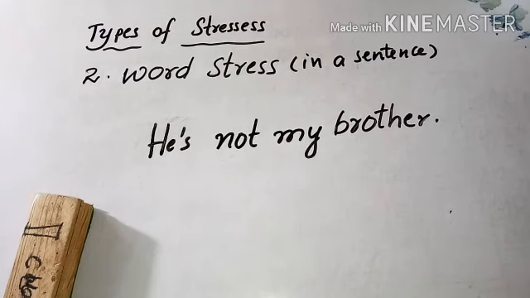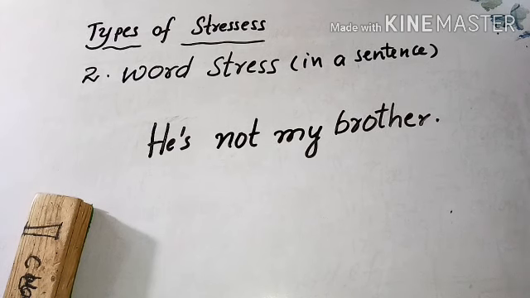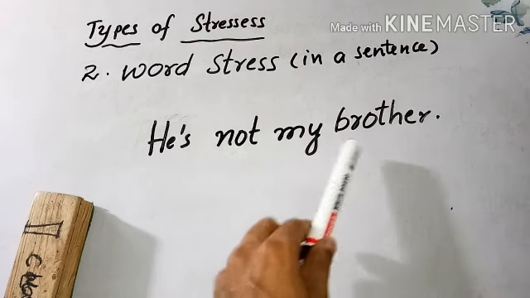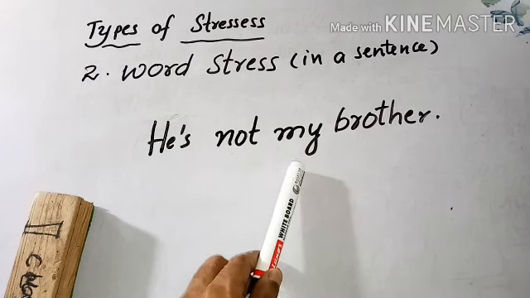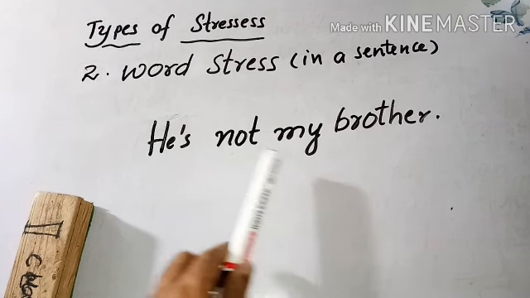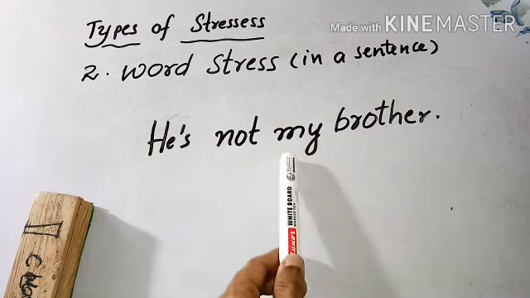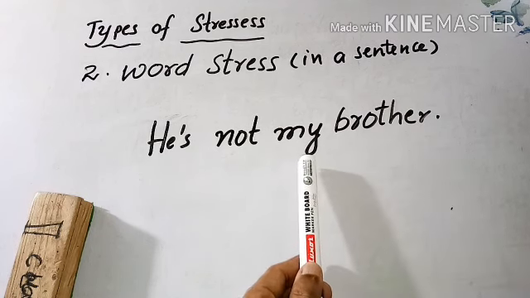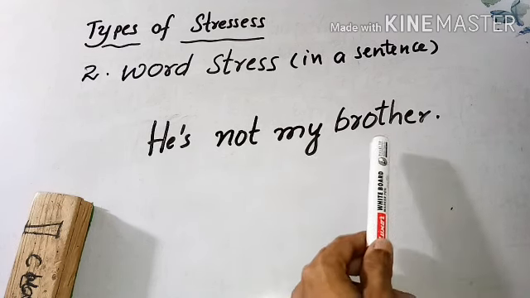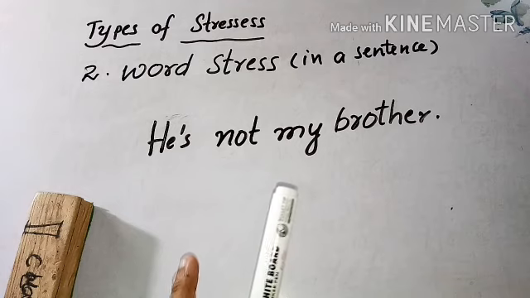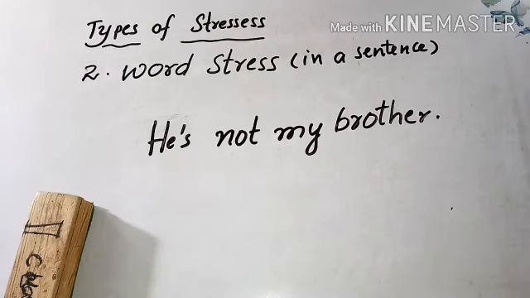Now the second one is the word stress in a sentence. For example, if somebody asked you, is he your brother? If you want to say no, he is not my brother. Here my brother is given more importance because we want to say that person doesn't belong to you. So that's why: he's not my brother. So here my is given more importance. It is stressed and the word brother is also stressed. This kind of stressing particular words is called word stress in a sentence.